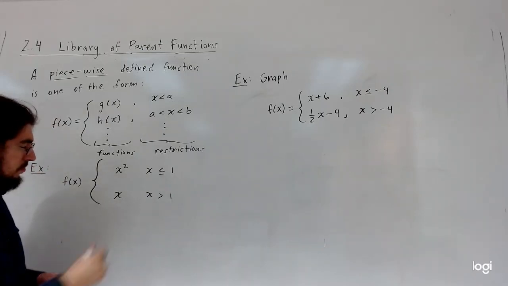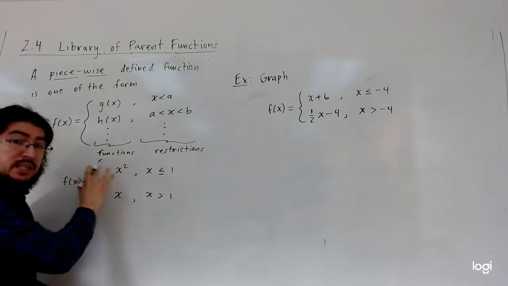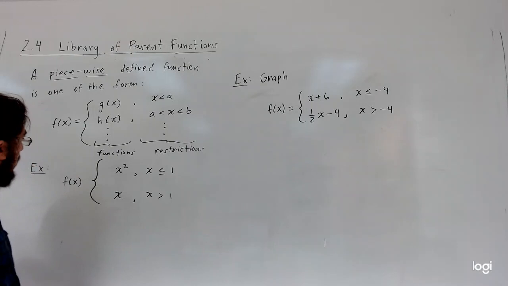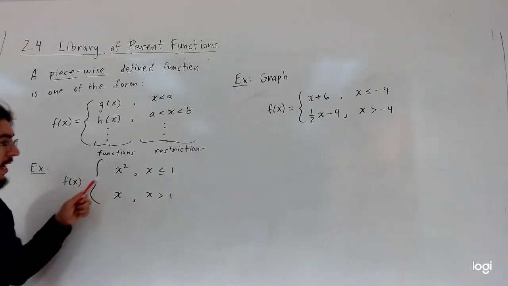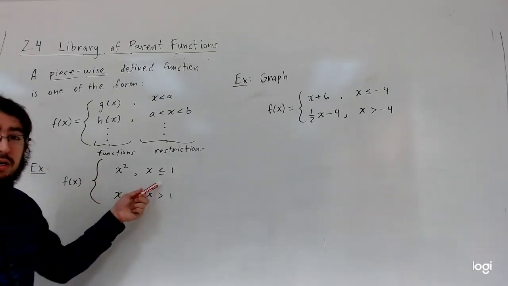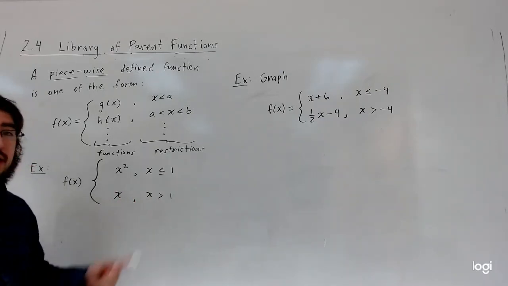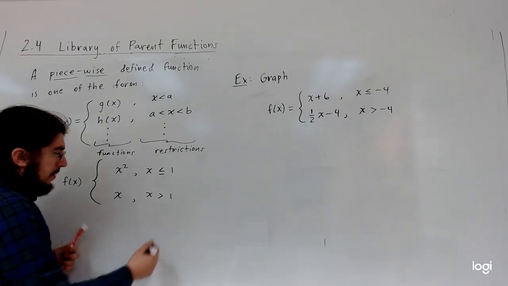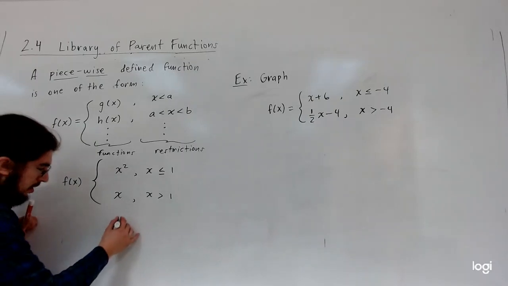So there's a kind of comma separating the function from its restriction when it occurs. So let's consider this example, f of x is equal to x squared when x is less than or equal to 1, and x when x is greater than 1. So I'm going to show you the graph first off.